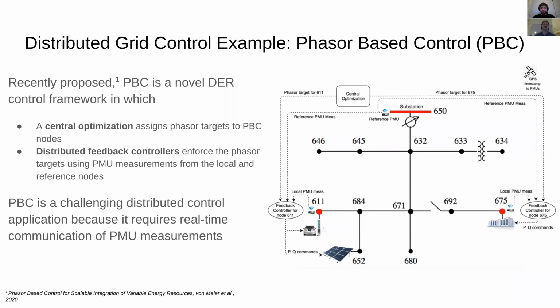And PBC is a particularly challenging distributed control application because it requires real-time communication of PMU measurements. So those PMU measurements are ingressing at a rate of 120 hertz and have to be communicated from the reference PMU to the local PMU or to the feedback controllers because in order to define a phasor, you need both a local phasor measurement and then also the reference PMU measurement. So PBC is essentially a very challenging form of distributed grid control, which we will eventually demonstrate that the DEGC platform can support.